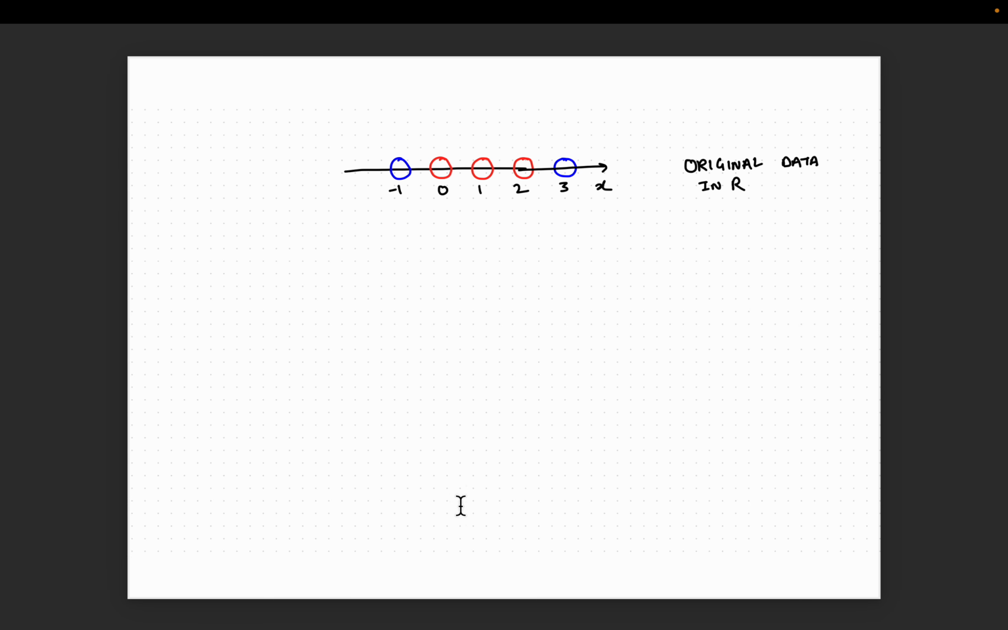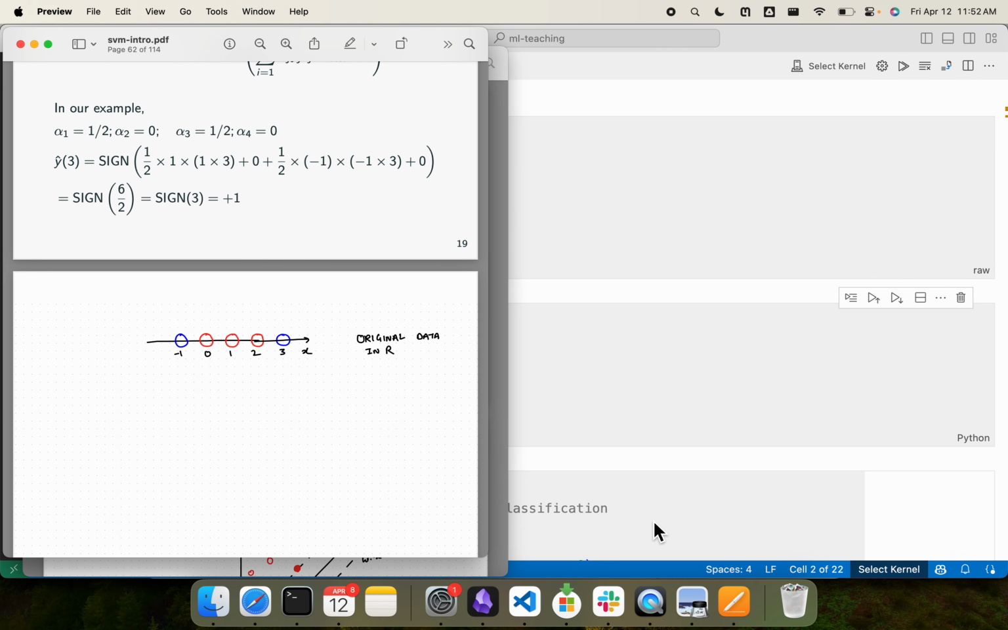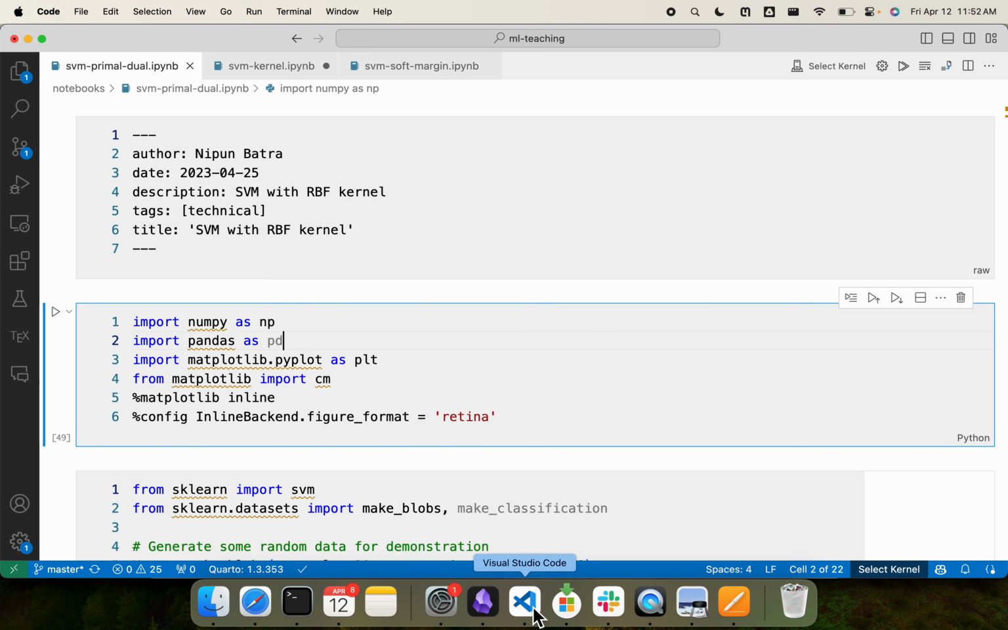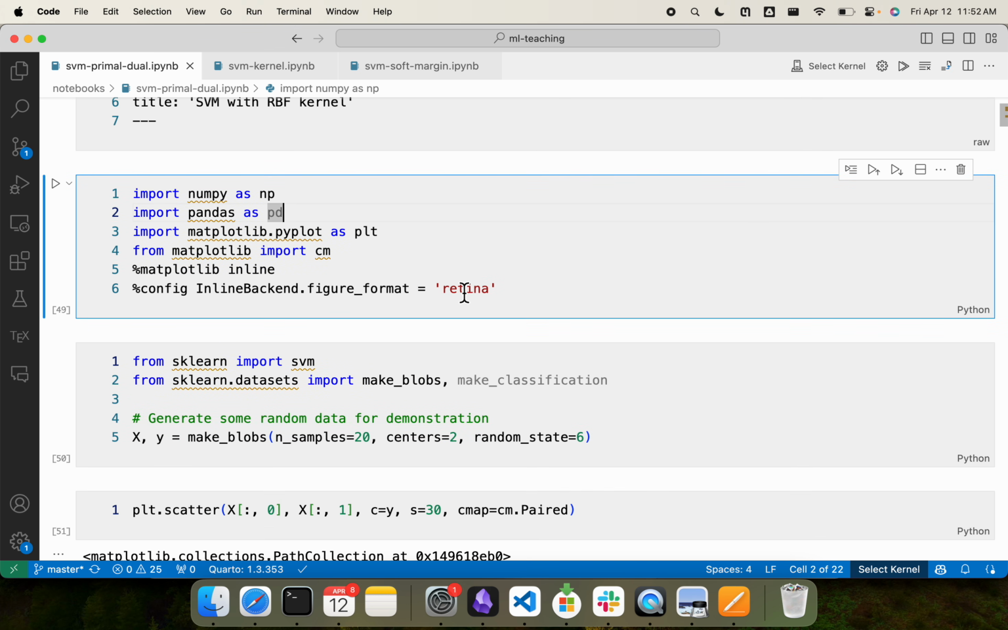Okay, so now we will be looking at a notebook and we will try and see if we can formulate all of these methods and make some predictions using the different variations we have seen. One, we have seen the primal. Second, we have seen the dual.